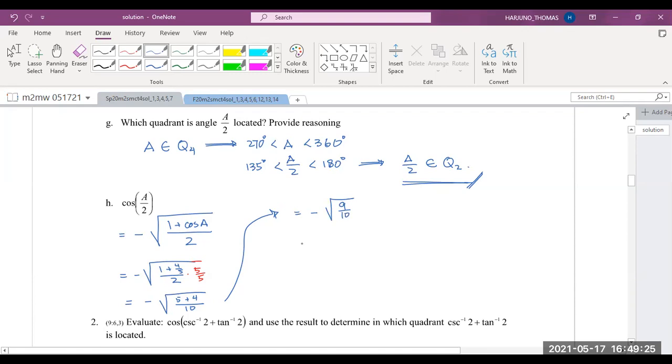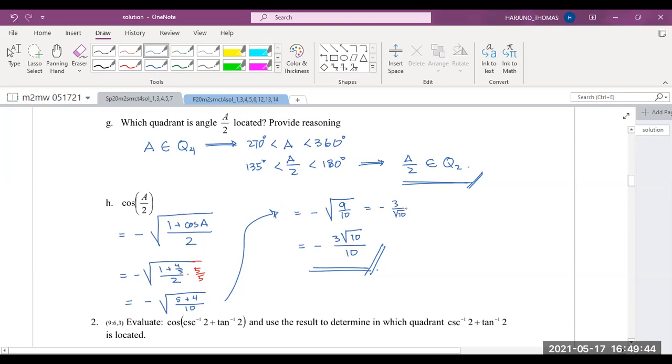Now multiply the top and the bottom by 10. I will get 3 square root of 10 over 10. Well, this is negative 3 over square root of 10, right? And then rationalize the denominator.